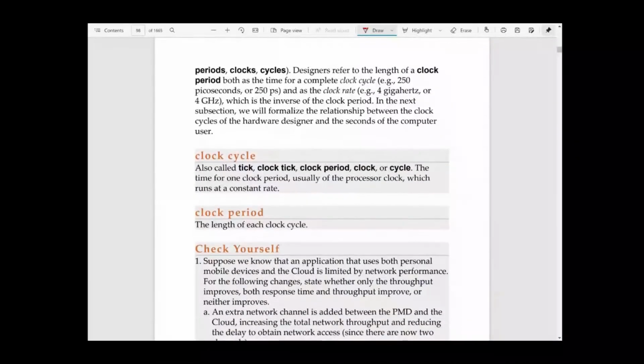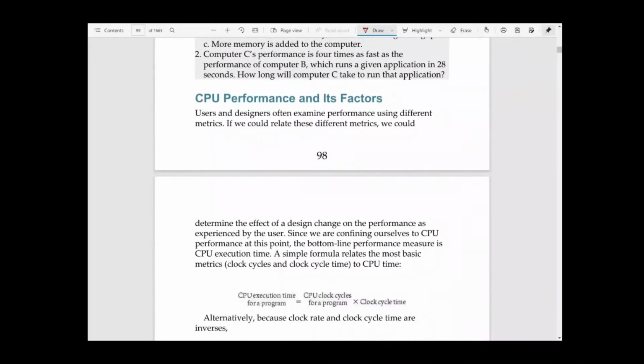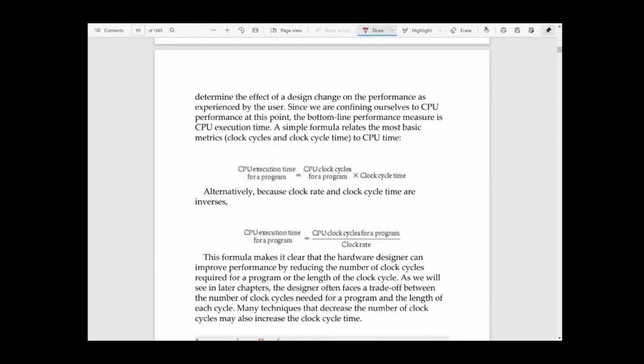And then again, from here you try to understand what is called clock cycle, clock period. I think these are very simple things, and you already know them from your BTech level, but read it again. Now we'll go for CPU performance and its factors. CPU performance means CPU execution time, right? So how can you calculate CPU execution time? CPU execution time means clock cycles for a program times clock cycle time. I think this formula I have already discussed in last class.